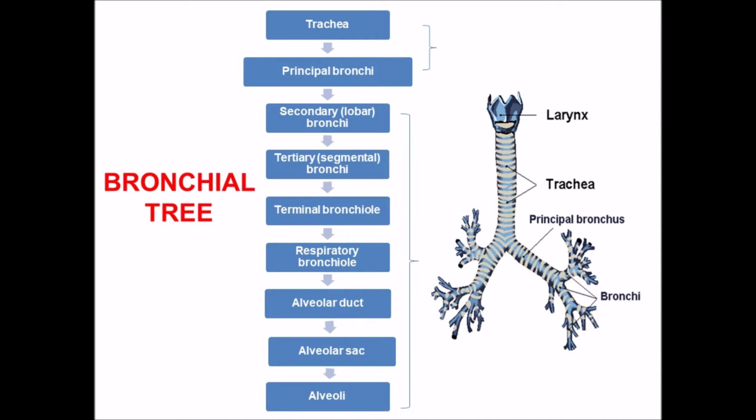So the bronchial tree starts from the larynx and continues as the trachea, which divides into two principal bronchi or the primary bronchi. These principal bronchi divide into the secondary or lobar bronchi, which further divide into the segmental bronchi. These segmental bronchi divide into the terminal bronchioles. Now these terminal bronchioles further divide into respiratory bronchioles, which divide into the alveolar ducts, alveolar sacs and alveoli.